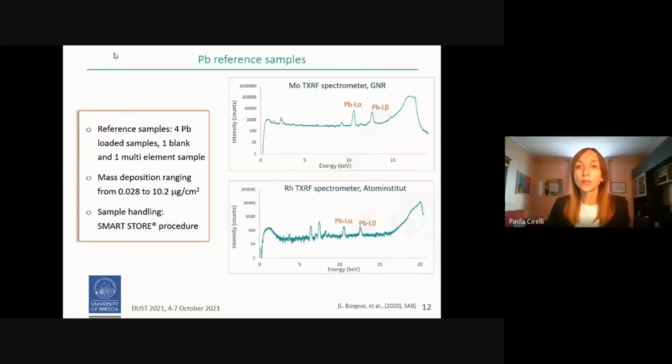In the picture, we can see the spectrum of one of the lead-loaded reference samples, taken with 2 spectrometers equipped with different excitation sources, 1 molybdenum and 1 rhodium. The 2 peaks correspond to the L-alpha and L-beta emission lines of lead.